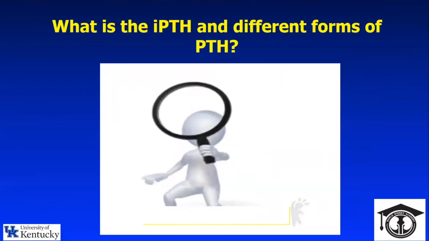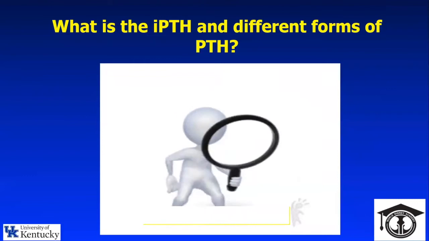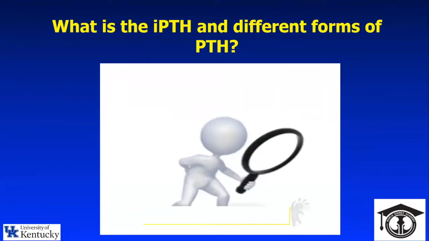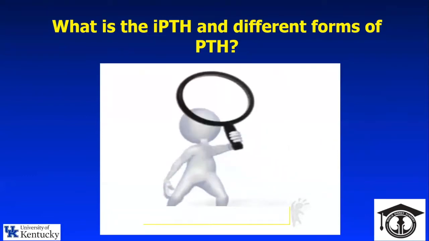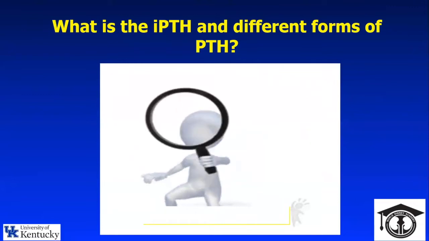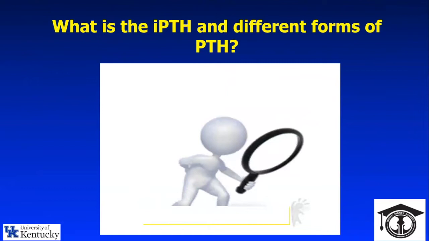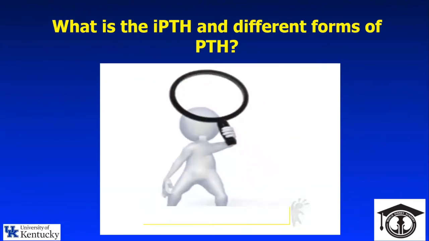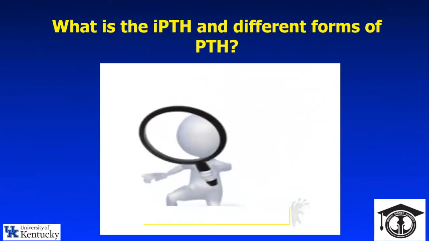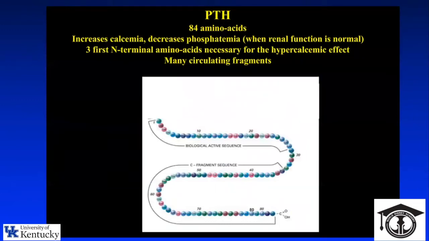So we need to understand what the PTH assay is. Because when you send the blood sample to detect the PTH and it gives you a number, it's better to understand what you're actually measuring. Okay, PTH is 184 amino acids.